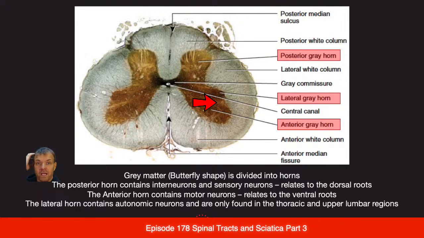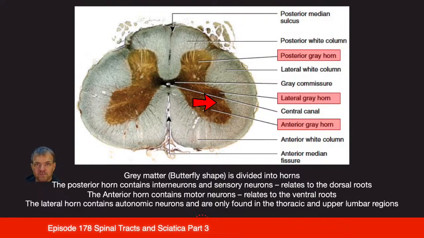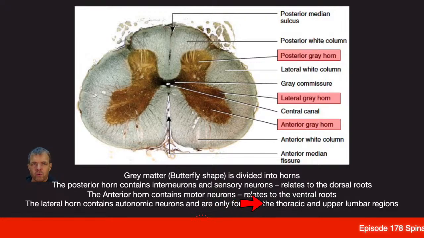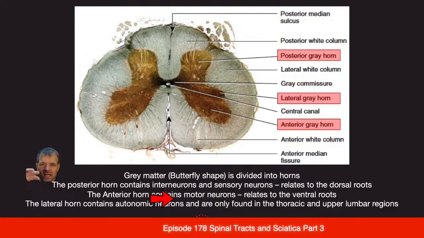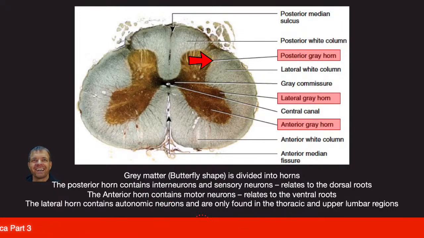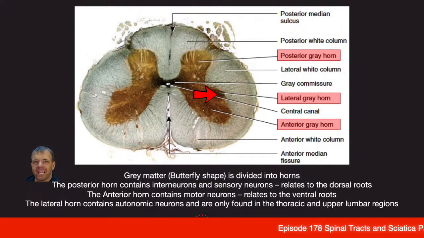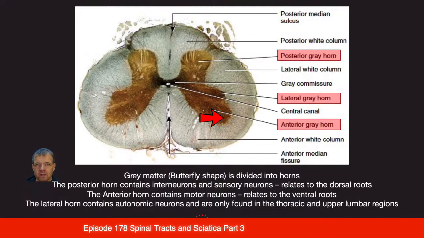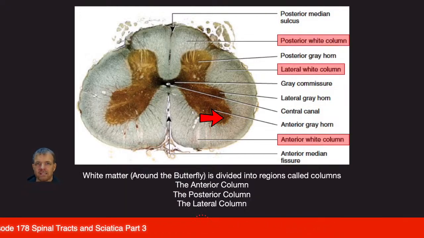Right. So yeah, and then the lateral horn. We'll talk about that. That's a whole couple of episodes on its own. It contains autonomic neurons and is only found in the thoracic and upper lumbar regions. So you've got this area, this sympathetic chain that goes up and down the thoracic spine. We'll talk about that on another day. Okay, so posterior grey horn, that's the sensory section. Anterior grey horn, that's the motor section just there. Okay, so that's how that all relates.